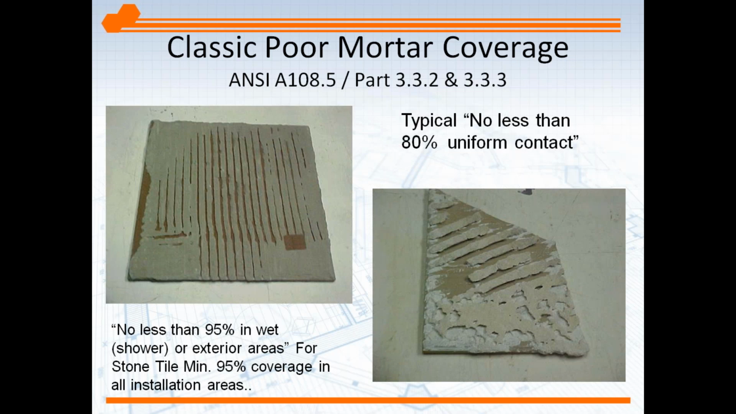On the left, you'll see no less than 95% in showers or wet areas and exterior. 80% interior, 95% wet and exterior. The tile above the 95%, well, that's close to 95%, but we can see on the left side, there's a vulnerable part of the tile, the edge exposed. And that's something we want to avoid, cracking and chipping down the road.